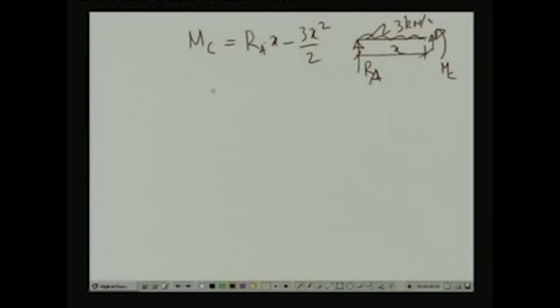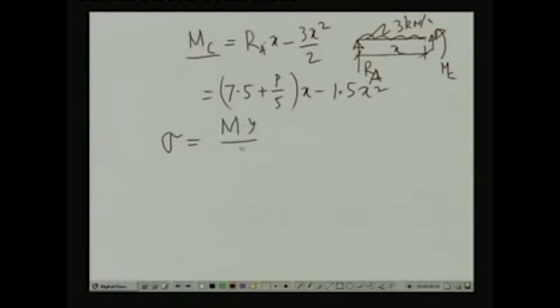Now, RA as we know is equal to 7.5 plus P by 5, this times x minus 1.5 x square. So, this is the magnitude of the bending moment. Now, as we know that sigma is equal to M y by I, or rather sigma equals minus M y by I. Now, here M is positive and y also is positive. So, the top will have the compressive stress.